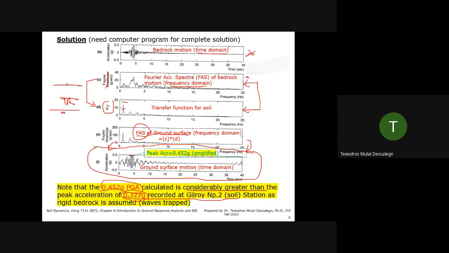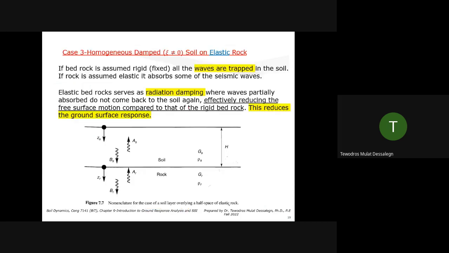So bedrock is assumed. That is the wave trapped. That's what I meant. So that's much larger than what is recorded. So basically the answer is our assumption in the analysis. Our assumption is still very conservative. We're not considering flexibility for the rock. Okay, that's where case 3 comes.